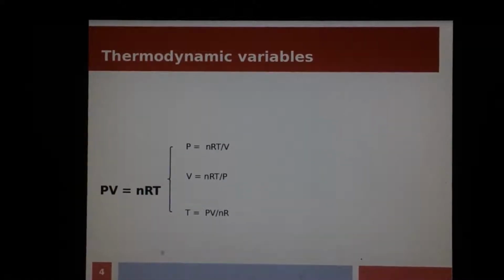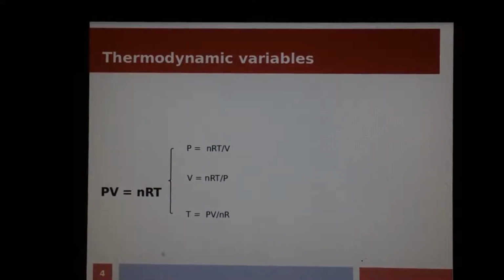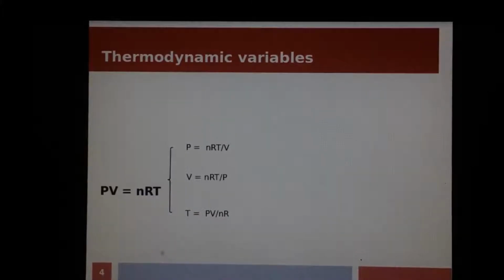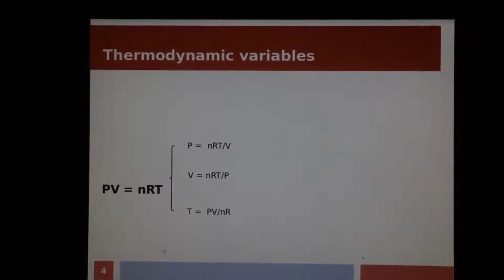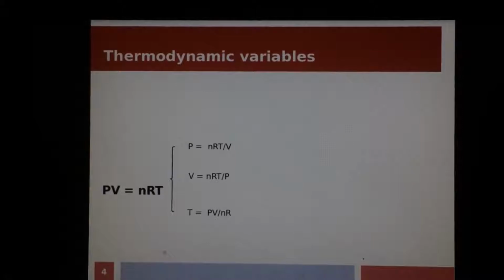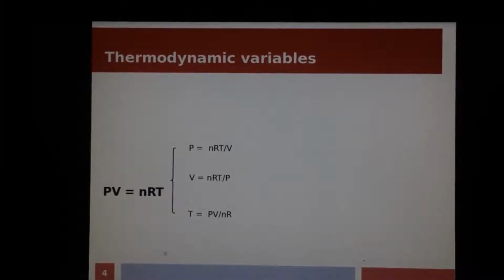Now these are some thermodynamic variables. Before going into the discussion, the PV diagram is actually the relationship between pressure and volume. I mean, with the change in volume, how the pressure changes. So these are some relations between pressure and volume.